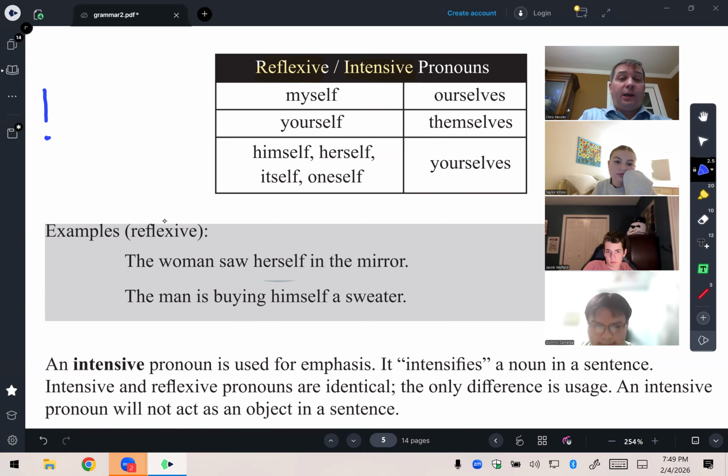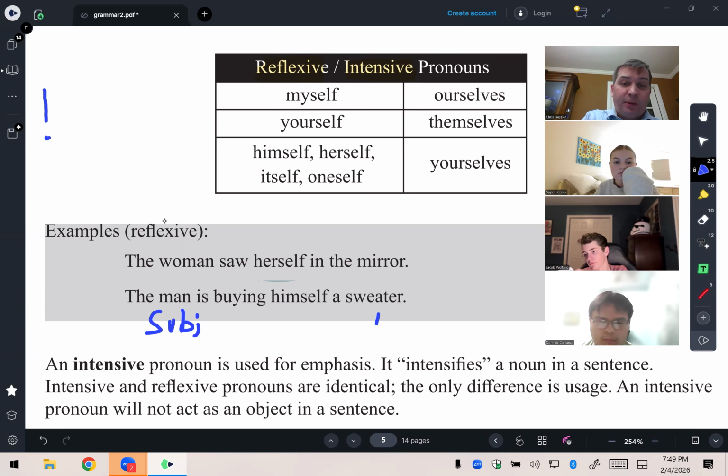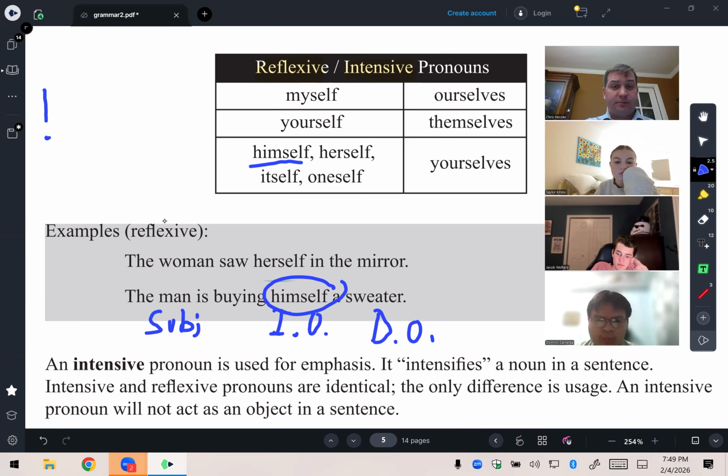And the way to check it is just try taking it out. The woman saw in the mirror. Have I lost meaning? Yeah. So that's reflexive. The woman is performing an action on or for herself. And same thing with this man buying a sweater. So the man's the subject, he is the doer of the action. He's buying a direct object, he's buying a sweater. Who's he buying it for? He's also the indirect object. So because he is also an object in his own sentence, we use this reflexive pronoun himself.